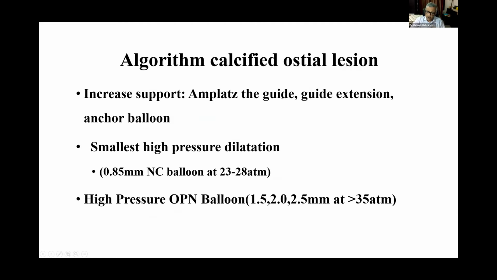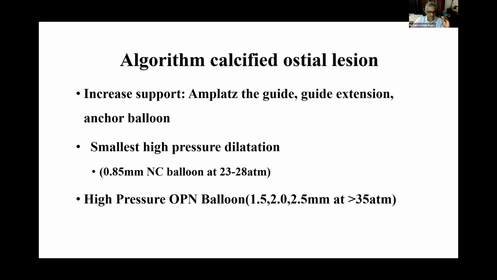You can use an Amplatz guide, or a guide extension. You can use an anchor balloon. You have two types of high pressure balloons that I would like to offer. One is a small high pressure dilatation balloon. This is a 0.85 NC balloon, which can go up to 28 atmospheres.